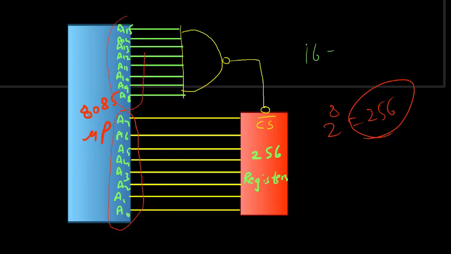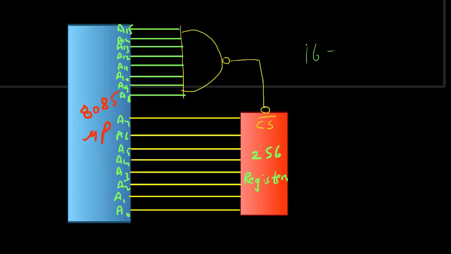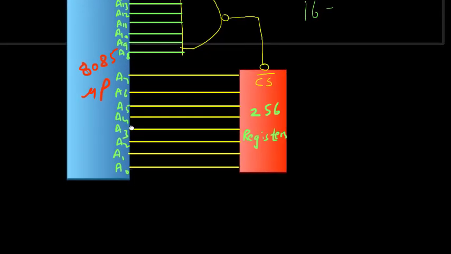Now we cannot leave them unconnected. So what we do is connect all these lines to an 8 input NAND gate and connect it to the chip select circuit. This is what we do in this case. Now let us see what memory map we can create in this case.